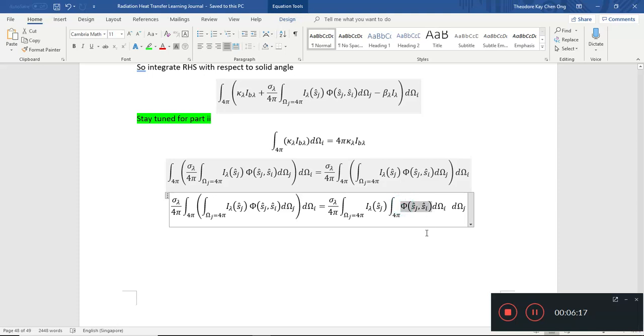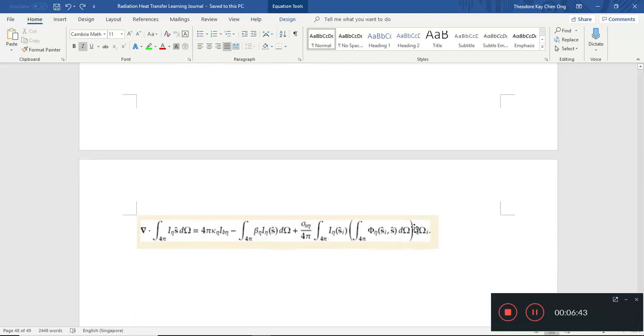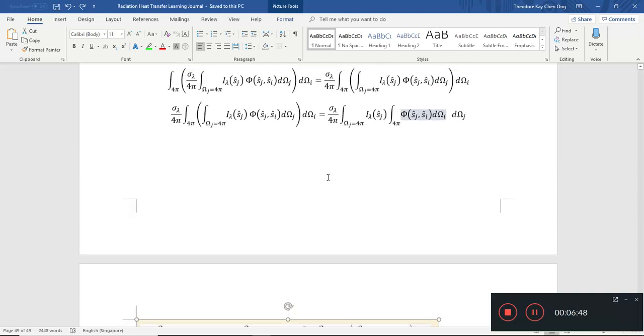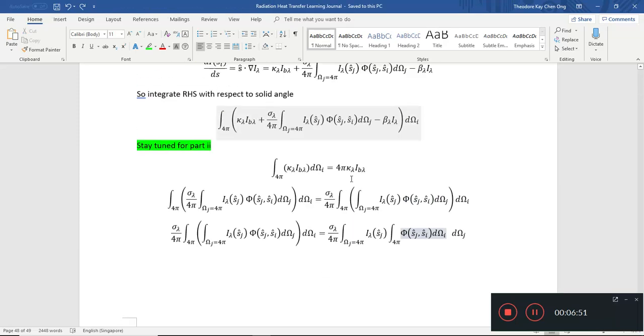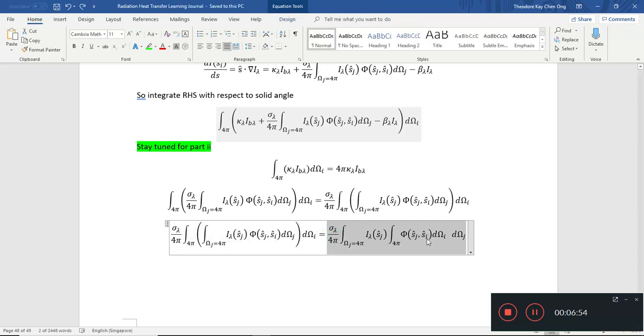Now of course, this phase function, you cannot assume that it is independent of direction I. So we'll just leave it here, and you'll notice that this is what we are left with in this term over here. We'll just leave it as this for the time being.